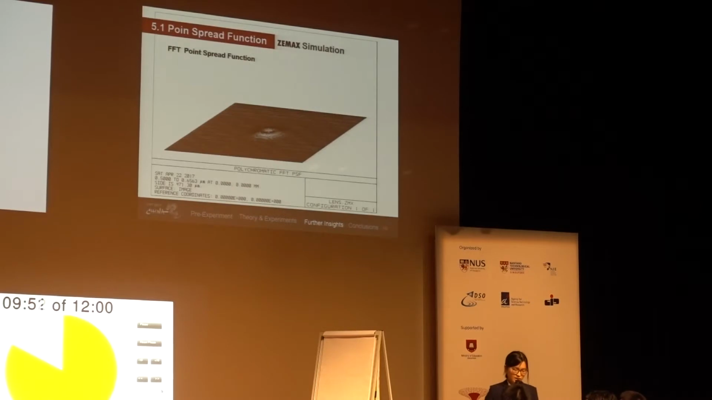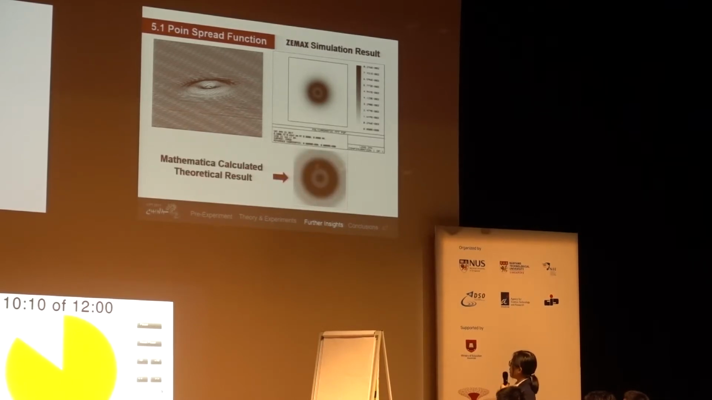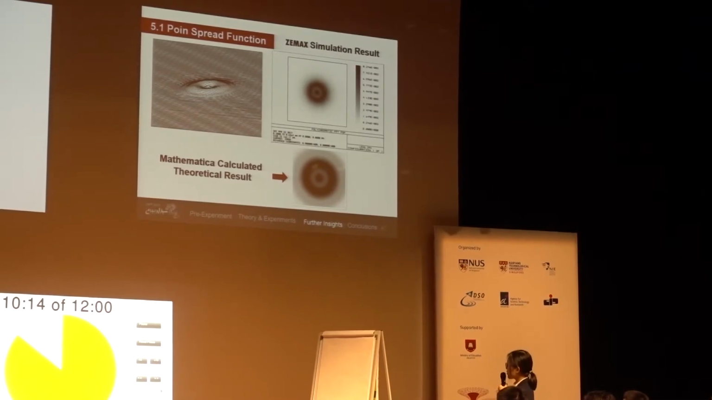For further insights, we use the Fourier optics view to see the system. First is the point spread function. A point spread function is how a point is actually imaged through the system. This is the simulation result from the VMAT software, and this is the calculated result from our Fresnel-Kirchhoff calculation. We can see that these are very similar.